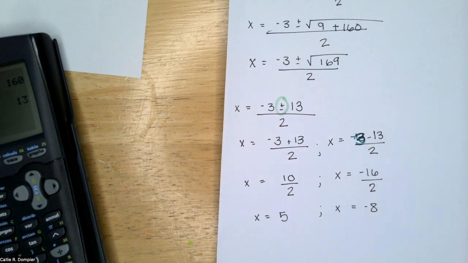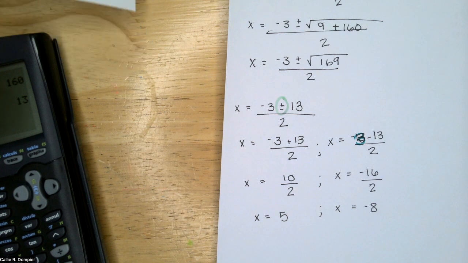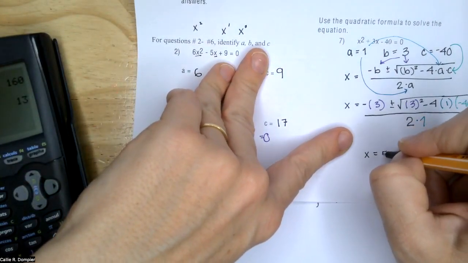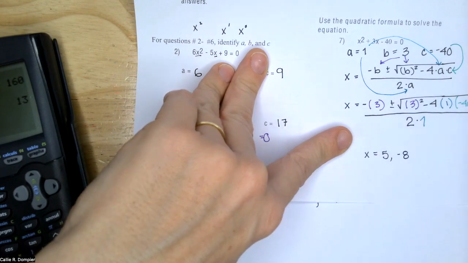So here we got x is 5 and x is negative 8. That does imply that we could have factored it, but if you didn't want to factor it, you can use the quadratic formula. Our answer is x is a positive 5 and x is a negative 8.